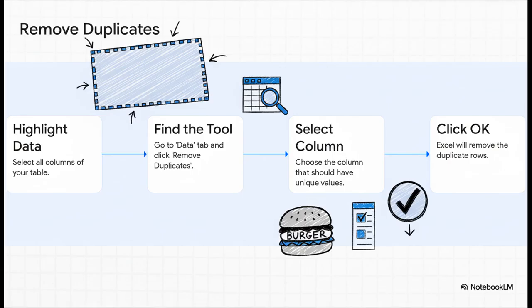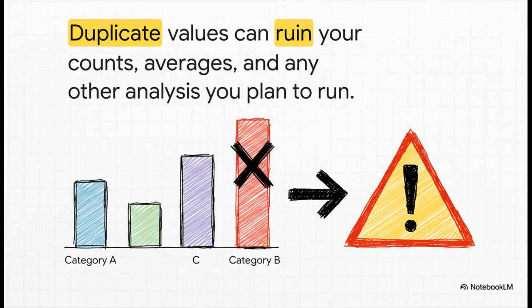The only trick is to make sure you tell it which column has the unique value. For us, it's the burger shop name. And with one click, poof, all those extra rows vanish. And I gotta be clear about this. This step is not optional. It is absolutely crucial. If you want results you can actually trust, you have to start with clean data. It's the foundation for everything else you're gonna do.